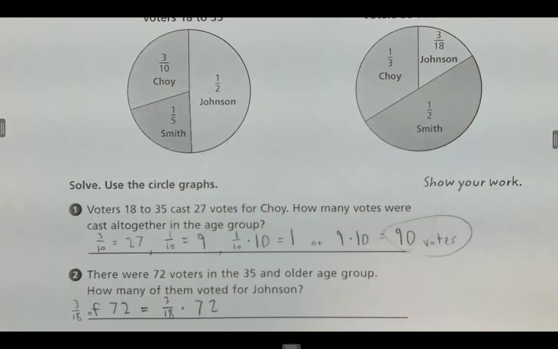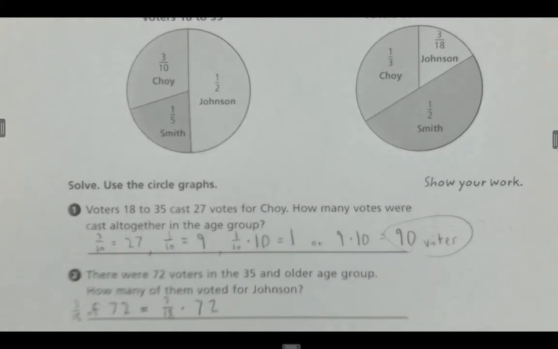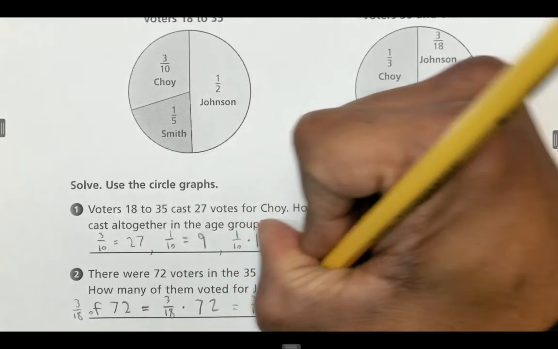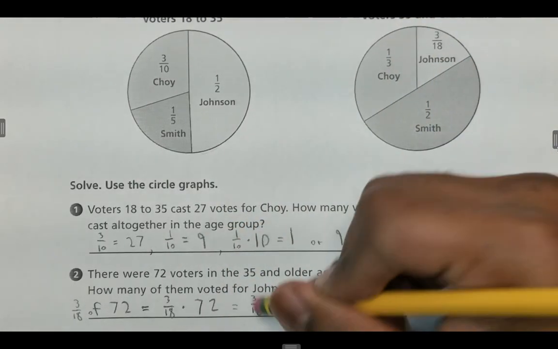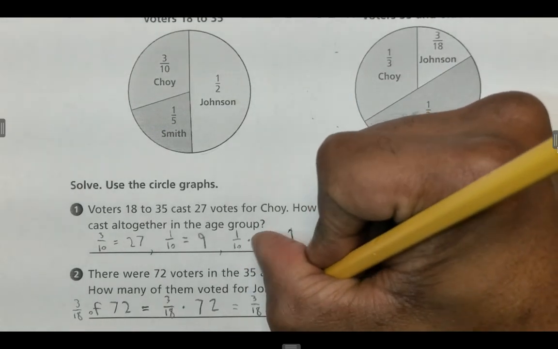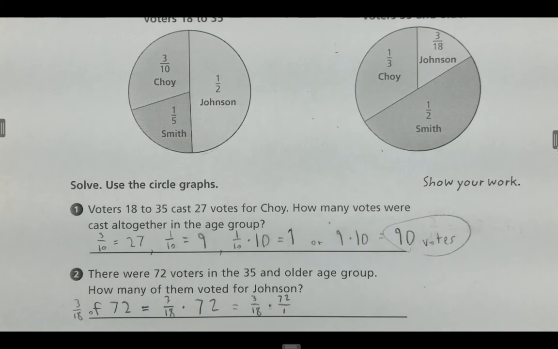Multiplying. 3/18 times 72. When we multiply a fraction by a whole number, remember we're going to write the whole number, represent the whole number as itself over 1. Before we proceed, look for an opportunity to use cross-canceling. Thinking about your multiplication facts, can you tell me the greatest common factor that 18 and 72 both share? Think, think, think.